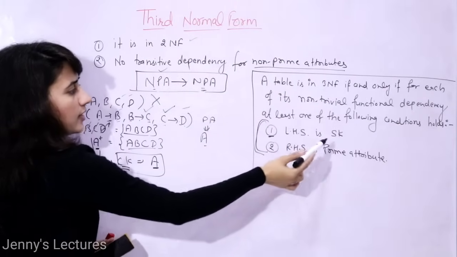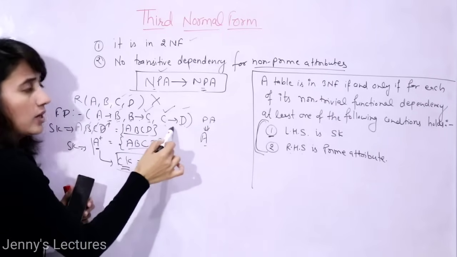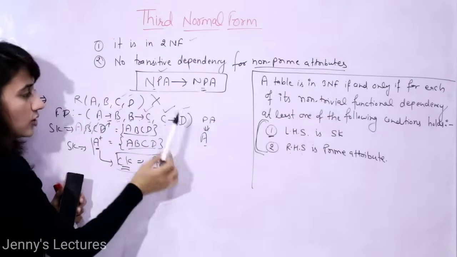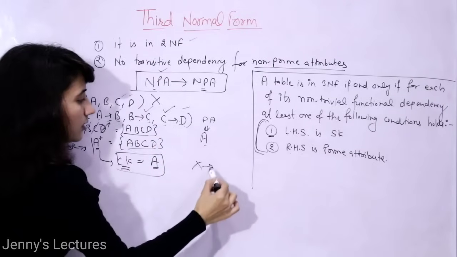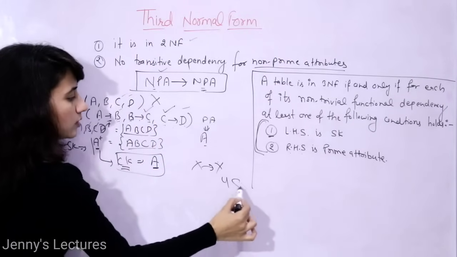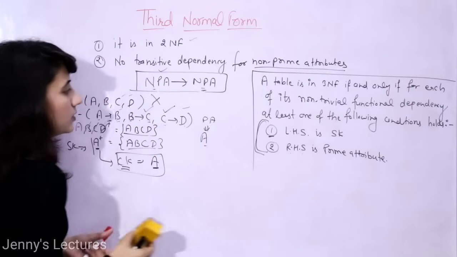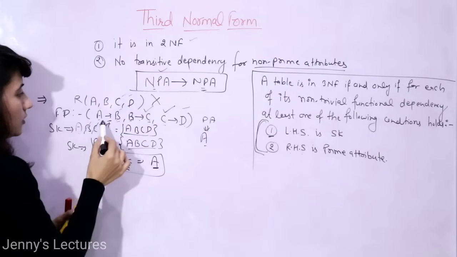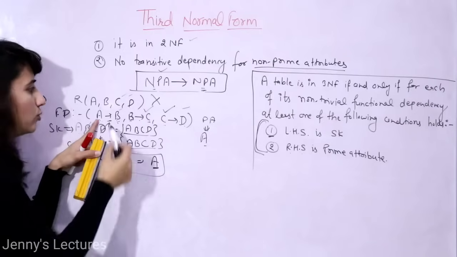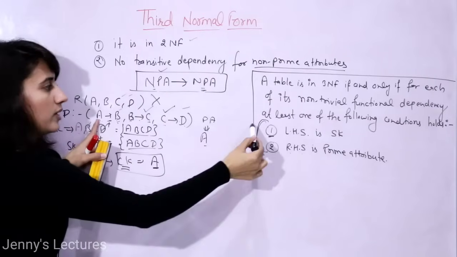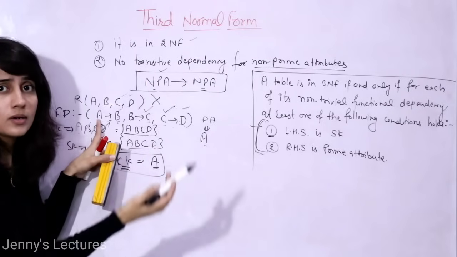First one is left hand side is super key, or the right hand side is a prime attribute; at least one condition must hold for each non-trivial functional dependency. See, these are non-trivial functional dependencies, right? Trivial, I guess you know that if X determines Y, then Y is a subset of X. This is what a trivial functional dependency is. Now, see, left hand side is super key. Check this one, left hand side is super key. Yes, right? No need to check the right hand side. Only one condition, at least one condition must hold for the relation to be in third normal form.